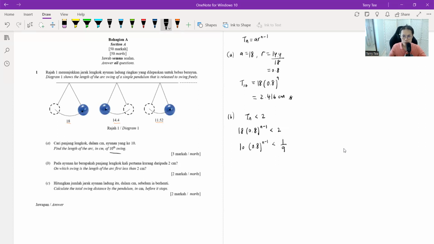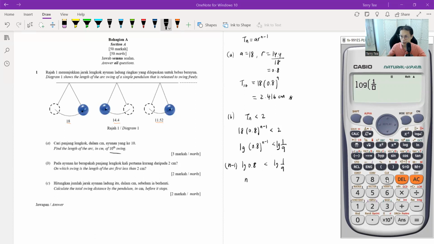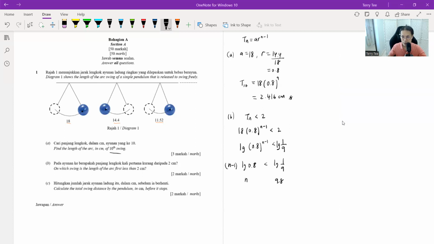In this situation, we introduce logarithm on both sides of the equation, and I bring the power n minus 1 in front. At this stage, we can just use a calculator. This is log 1/9 divided by log 0.8, and whatever I get here, I need to plus 1. If not, you can just do one extra step. I got 9.847. However, there's one thing you need to take note of.